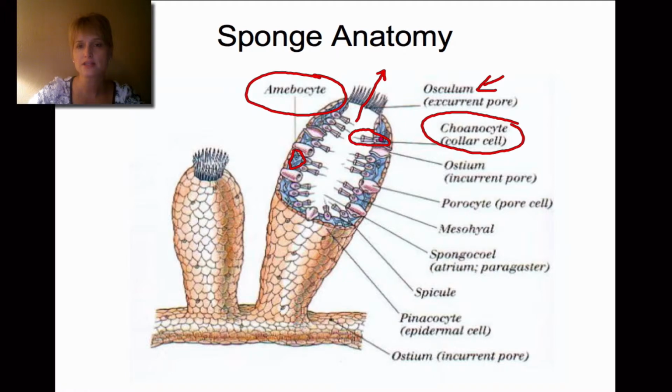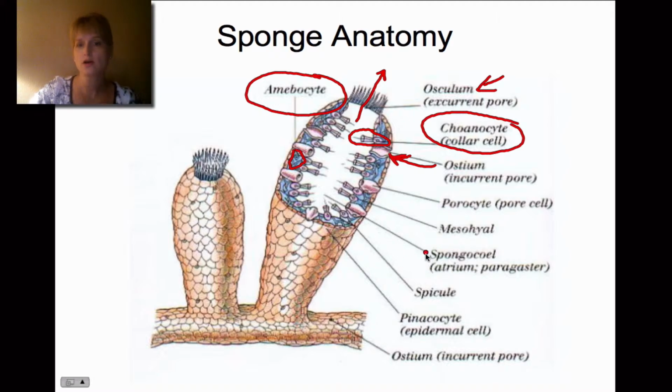These choanocytes are responsible for basically moving water through the sponge. So the water comes in through this in-current pore, and then these collar cells basically wave these flagella around, and it moves the water in throughout this.